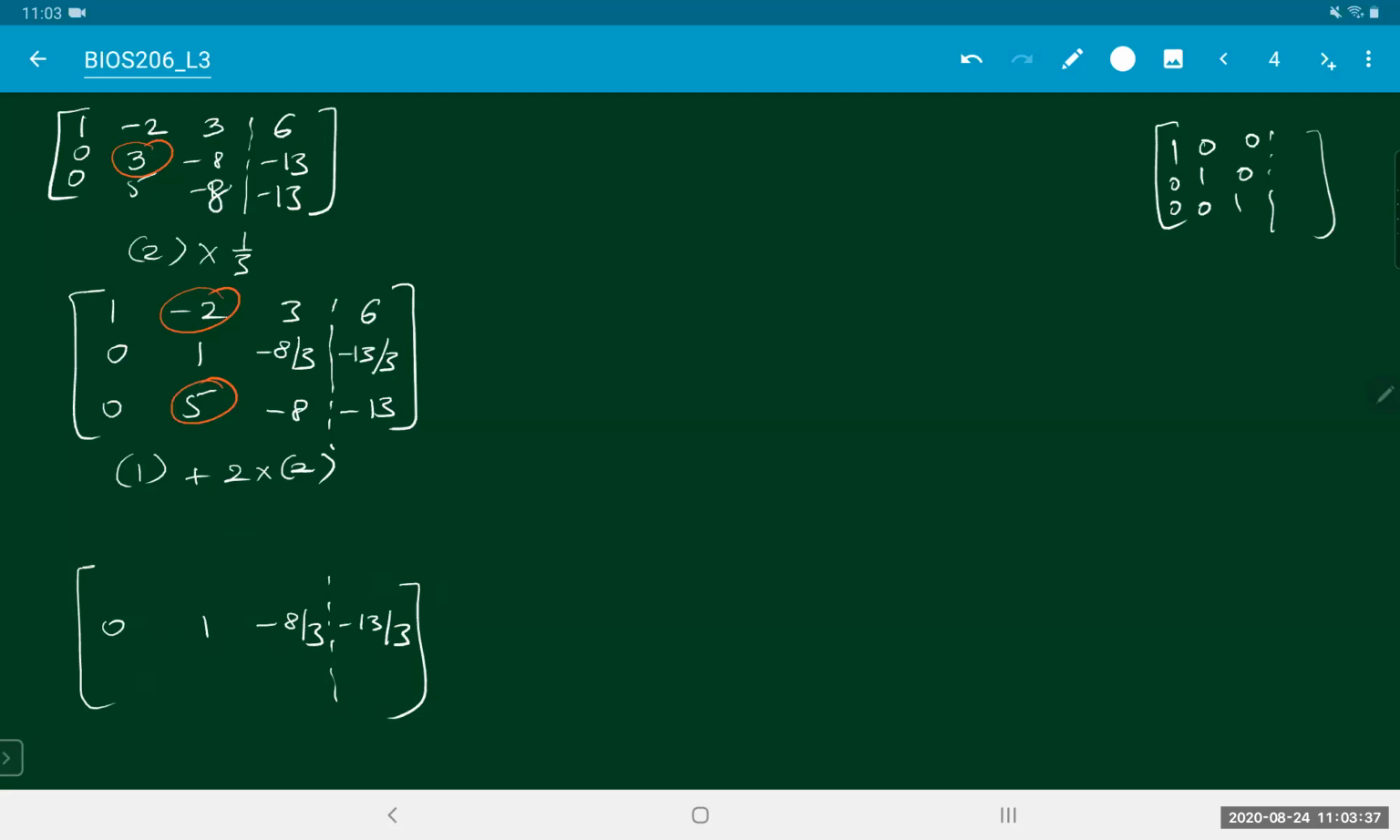To the first row, I'm adding twice the second row. So 1 plus 0 is 1. Minus 2 plus 2 is 0. 3 minus 16 by 3, 9 minus 16, minus 7. And 6. How much is 18 minus 26? Minus 8.